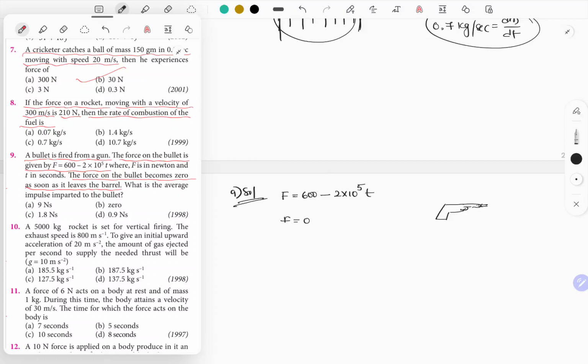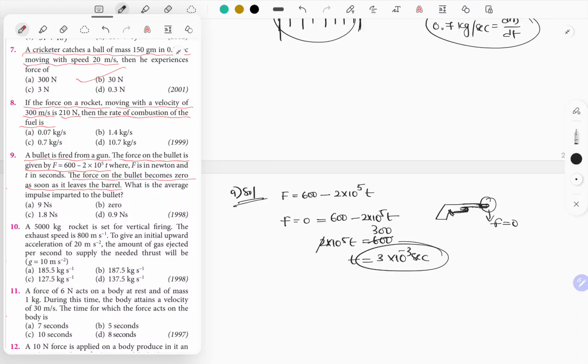Let us say the moment when the bullet comes out of the gun, the force acting on the bullet is equal to 0 when it came out. So if it is equated to 0, you can find out the time. 600 minus 2 into 10 power 5 into T. So 2 into 10 power 5 into T is equal to 600. So T is equal to 3 into 10 power minus 3 seconds. This is the time taken by that bullet to come out.